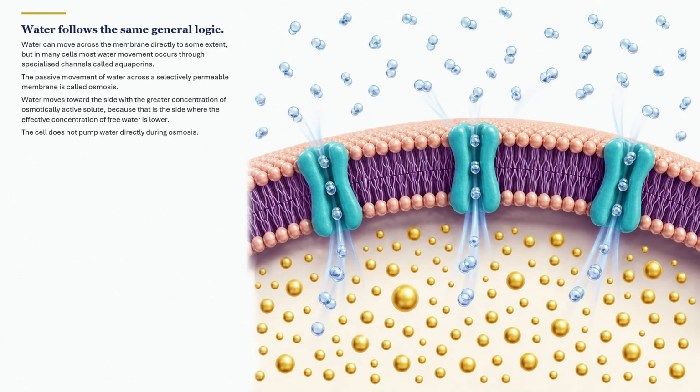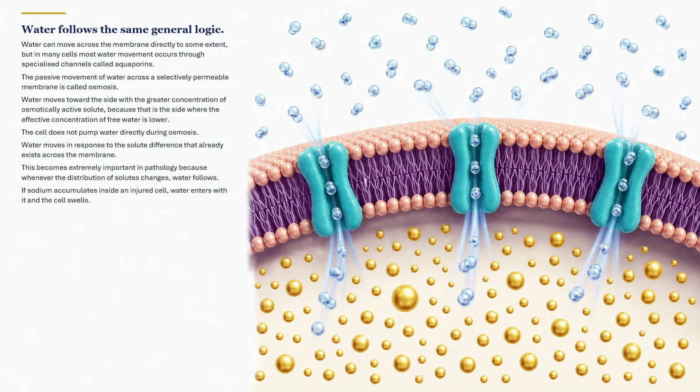The cell does not pump water directly during osmosis. Water moves in response to the solute difference that already exists across the membrane. This becomes extremely important in pathology because whenever the distribution of solutes changes, water follows. If sodium accumulates inside an injured cell, water enters with it, and the cell swells. We will return to that consequence when we study reversible cell injury.